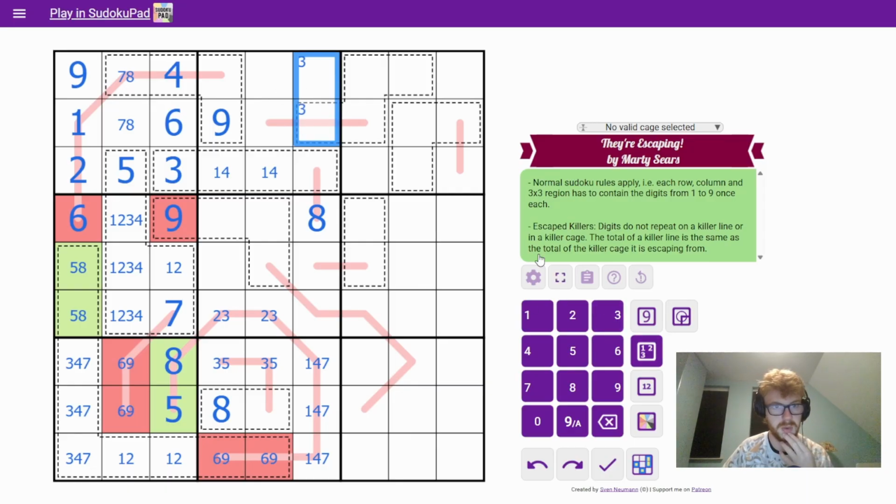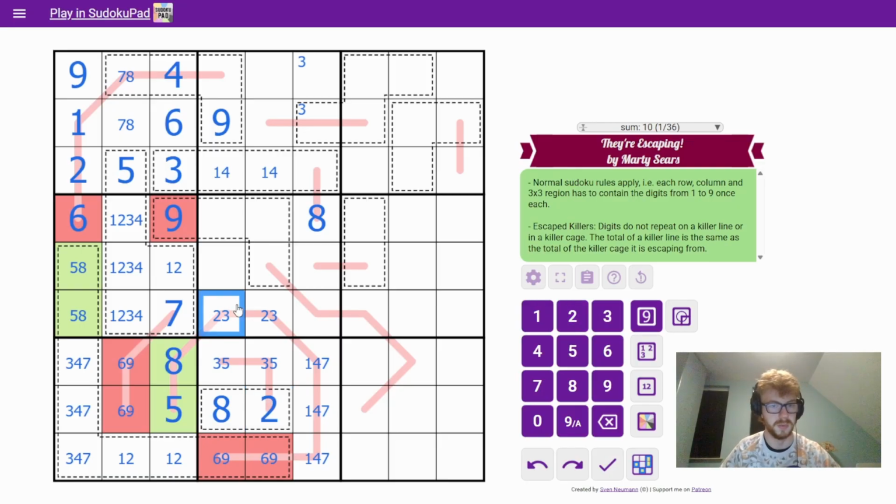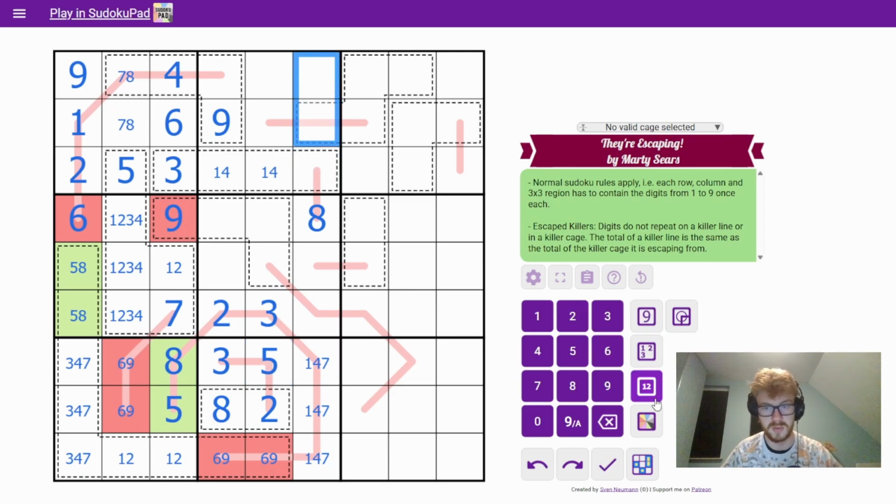3 in this box is in one of those. Because it's not there because of this. And what am I missing? Well, a 2. Okay. So that's a 2, a 3, a 3, and a 5. So one of those is a 2, one of those is a 2. So that's a 2-3 pair.